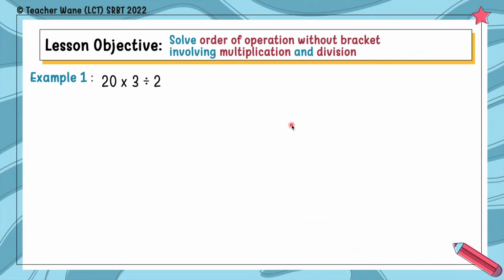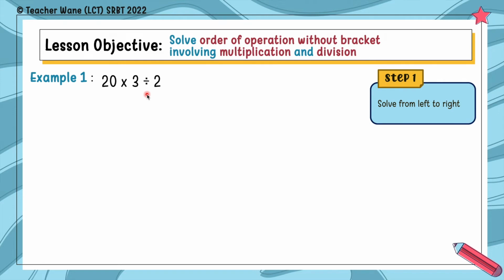So example 1, 20 times 3 divided by 2. If we have multiplication and division without bracket, step number 1 is we solve from left to right. So which one are we going to solve first? We are going to solve 20 times 3. I will put a bracket here, which means that I need to solve this one first. 20 multiply with 3, and then I will write down the remaining operation, which is divided by 2. So what is 20 times 3?